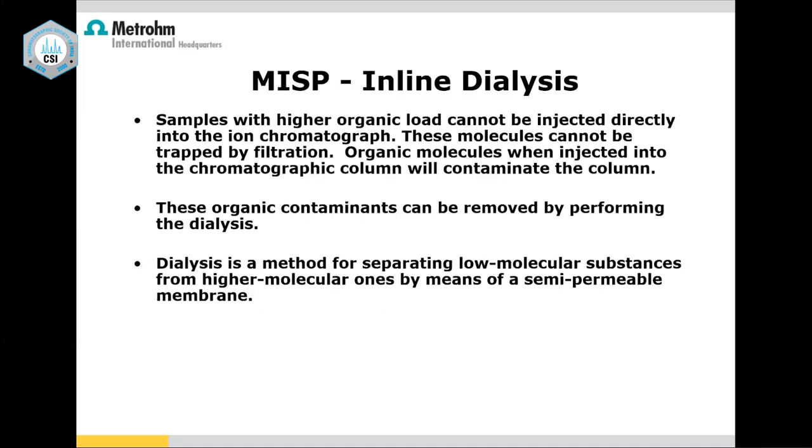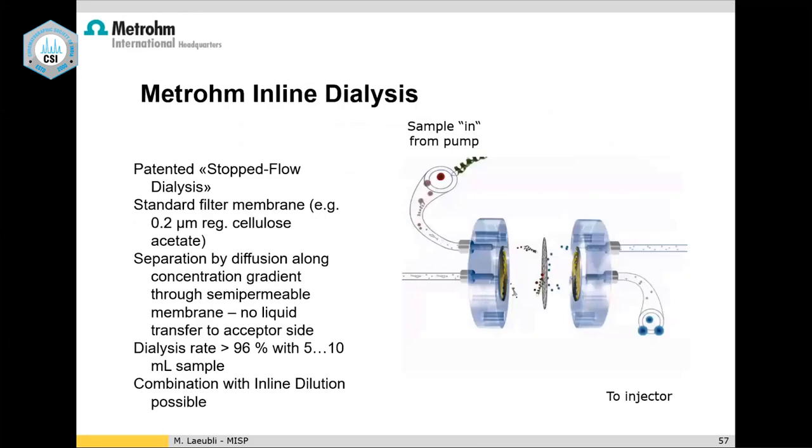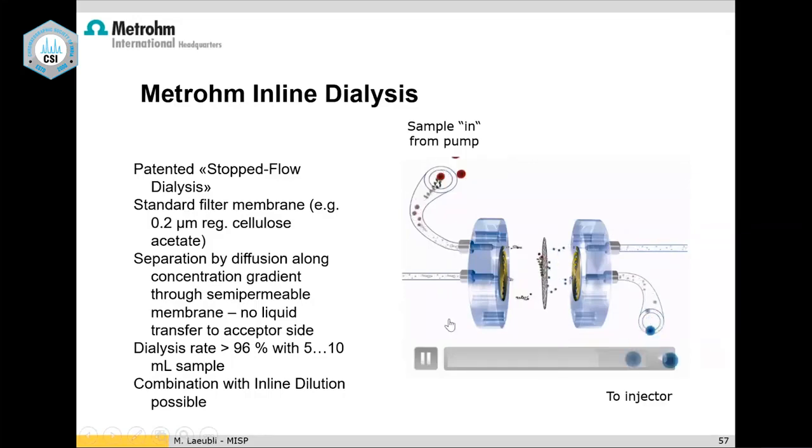Similarly, there is one more sample preparation technique called dialysis. It is exclusively for samples which have a very high organic load. For example, milk, coolants, oil in water emulsions, industrial effluents, which have a heavy organic load. But still, I have to do anions, cations, and carbohydrates. So how do I do it? This is the setup. It is similar to, slightly more than, a filtration setup, but it's not filtration.